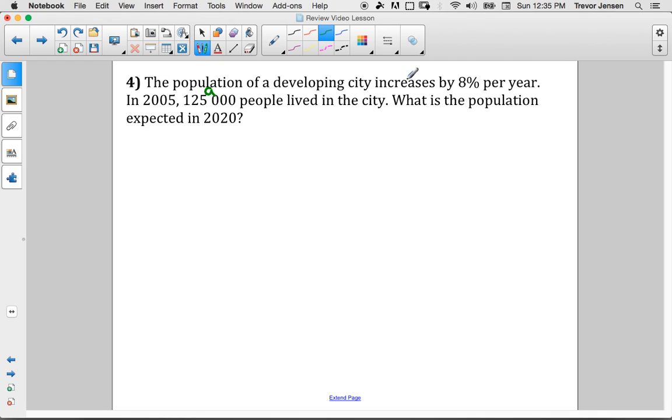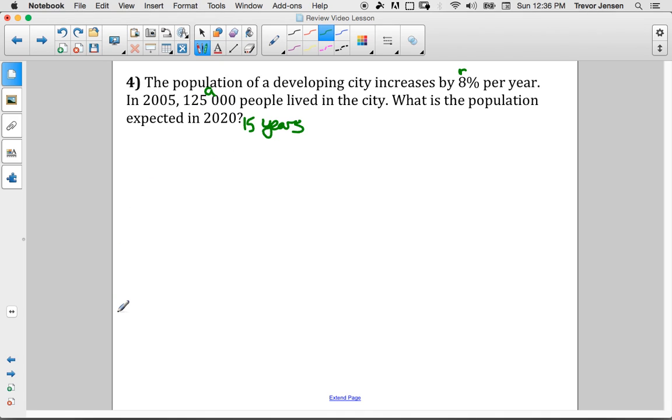The population of a developing city increases by 8% per year. That's our rate of increase. I'll call that R. And what is the population in 2020? So that's 15 years away from 2005, so I'll just write 15 years here. That's our number of years. That's our x value in this case, if you want to think of it that way.